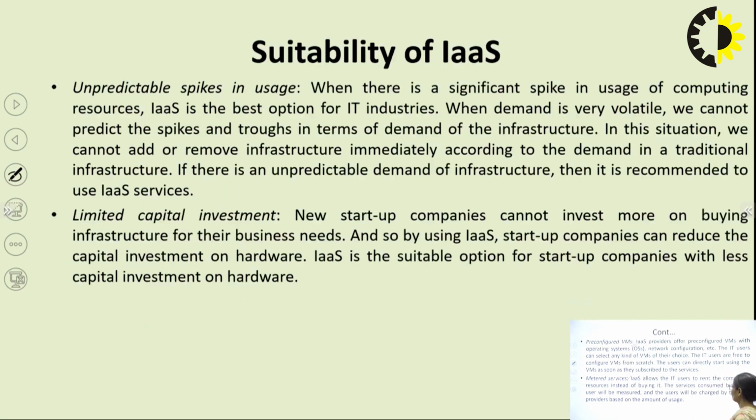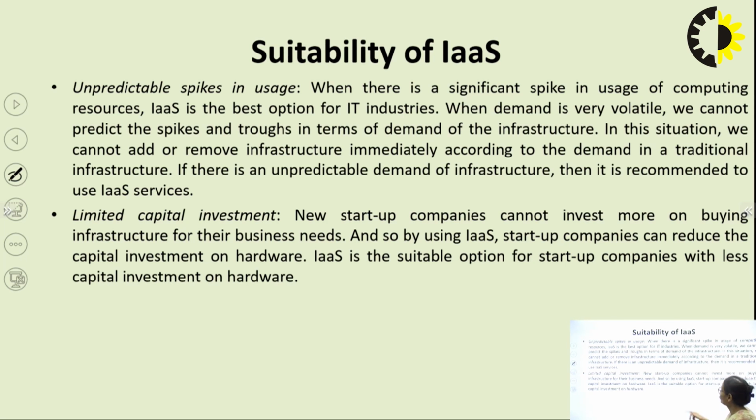What is the suitability of IaaS? If there are unpredictable spikes in usage. That is, when there's a significant spike in usage of computing resources, IaaS is the best option for the IT industries. That is, if your usage is going up and down and you cannot control it, this is the requirement of your business, then it is not a good decision to go for infrastructure at your end, that is, on the premises of a customer. Then cloud is the best option in that case.